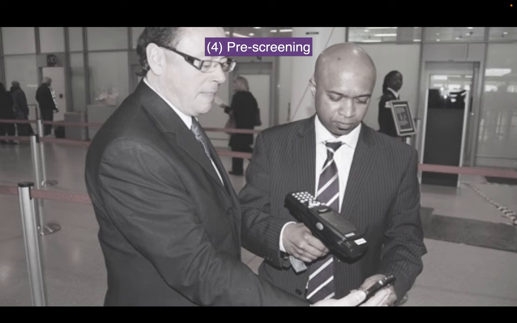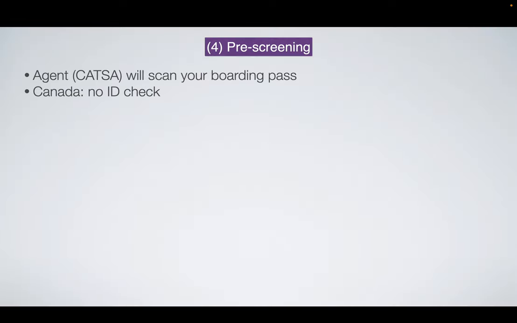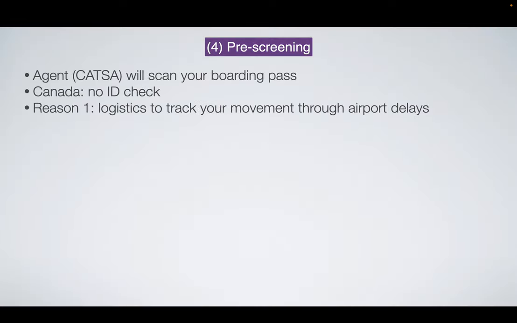Some of it's just logistical as well, where they want to timestamp when you went into the security line. Then if there are delays or the line's really long, they can try to figure out, okay, did this person even show up, or are they stuck in the line? Can we find them? Or if there's some dispute later and you say, I missed my flight because the line was too long, then they have this information.